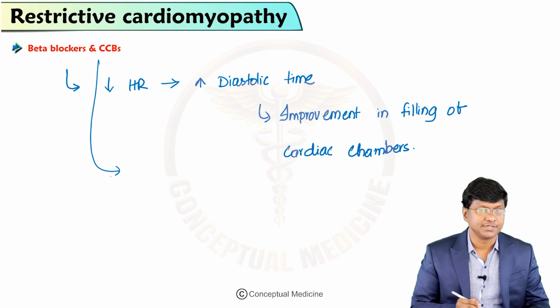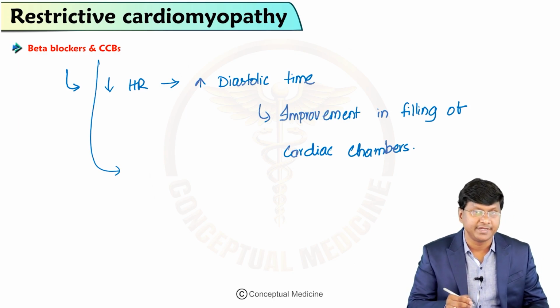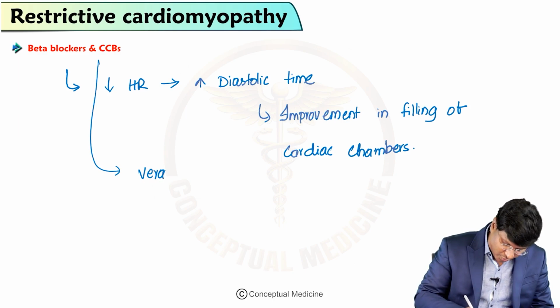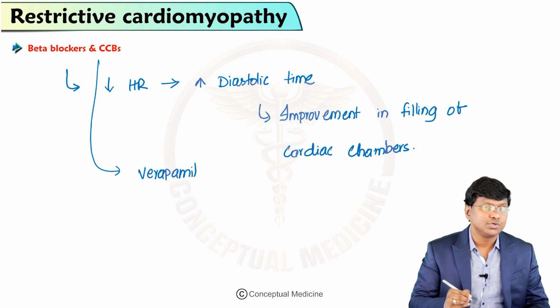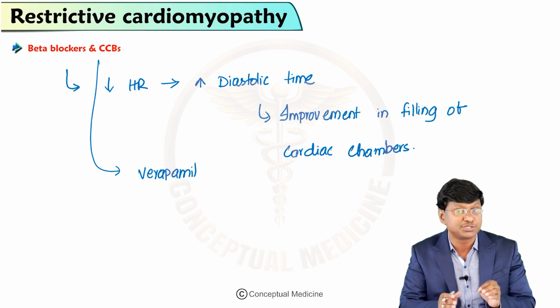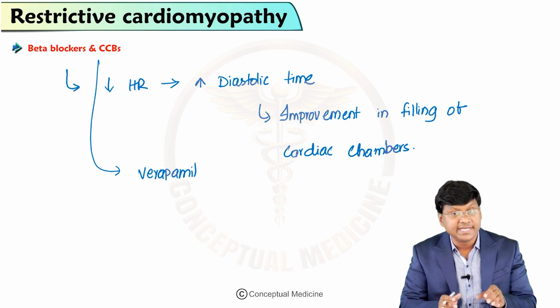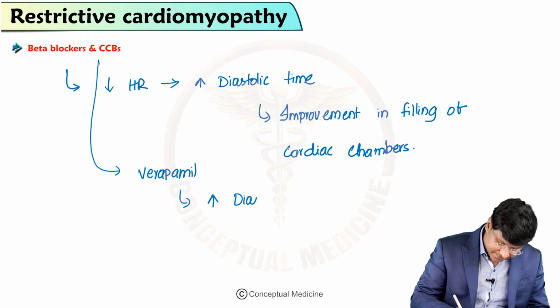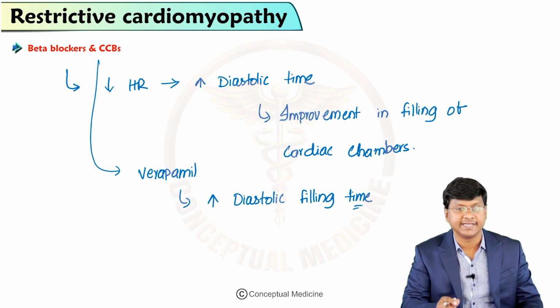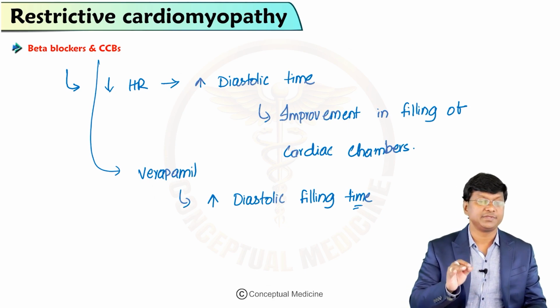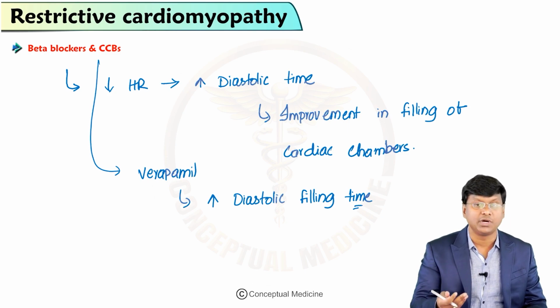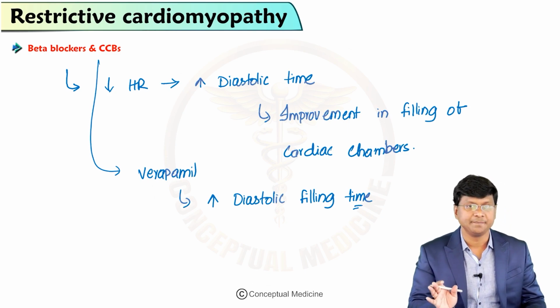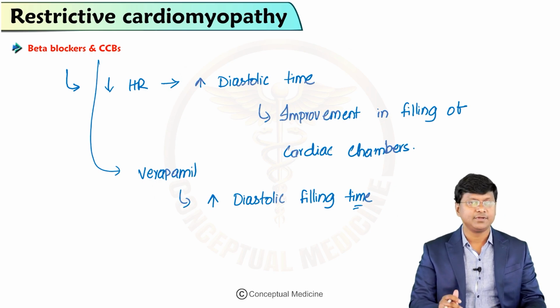And you take the calcium channel blockers. For example, non-dihydropyridine type of calcium channel blockers, the example we have is verapamil. Verapamil presumably works by improving the myocardial relaxation and increasing the diastolic filling time. So in these patients with restrictive cardiomyopathy, slow heart rates are desired, mainly to allow for increased diastolic filling time. So that is about the role of beta blockers as well as calcium channel blockers.